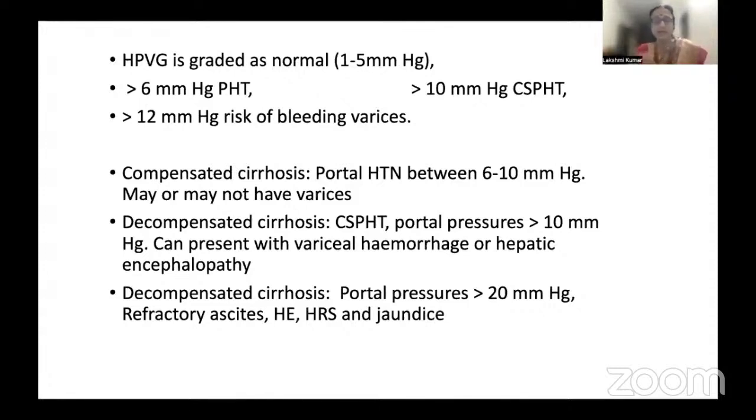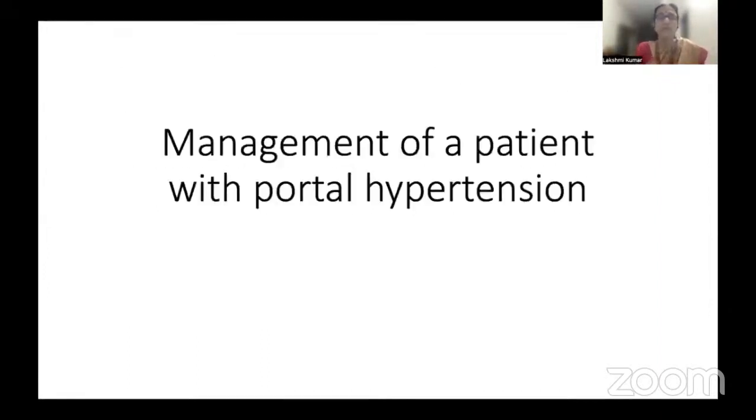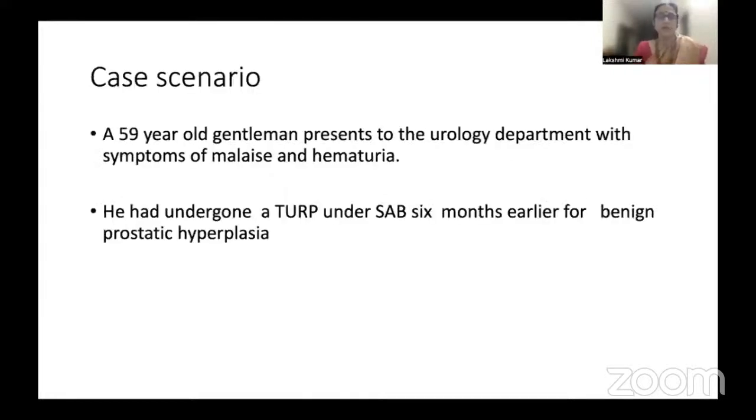And decompensated cirrhosis is the other end of the spectrum, with very high portal pressures, refractory ascites, jaundice, and hepatorenal syndrome. Now I'll come to the anesthesia management of a patient with portal hypertension. I'm just going to put it into perspective with a case.